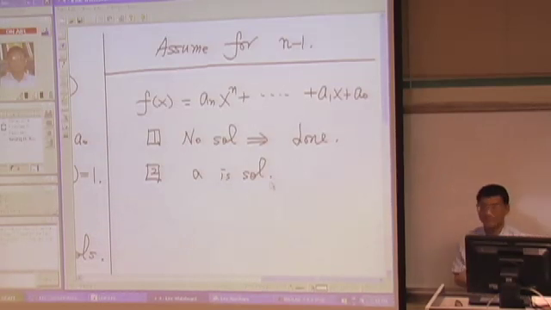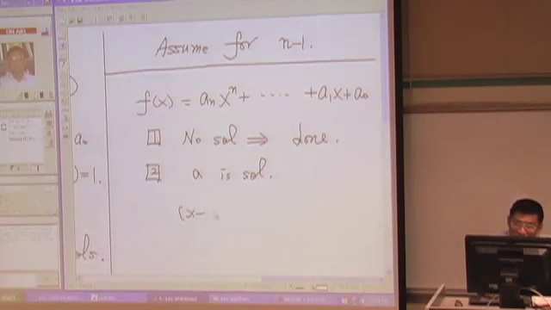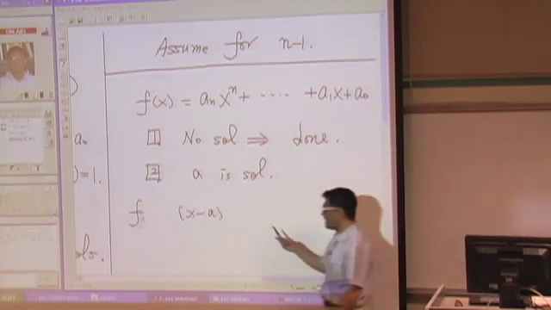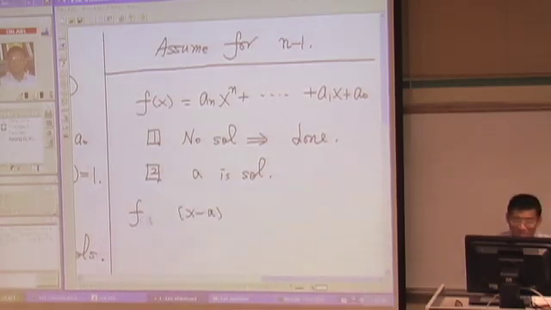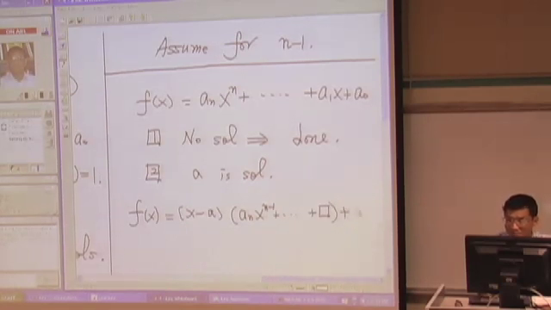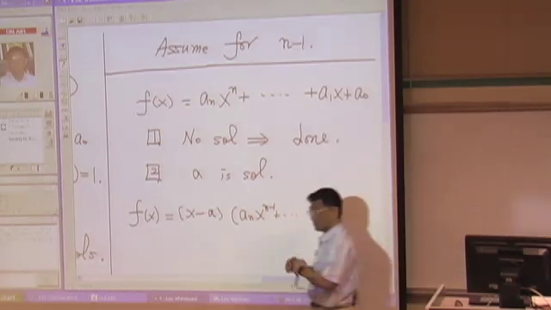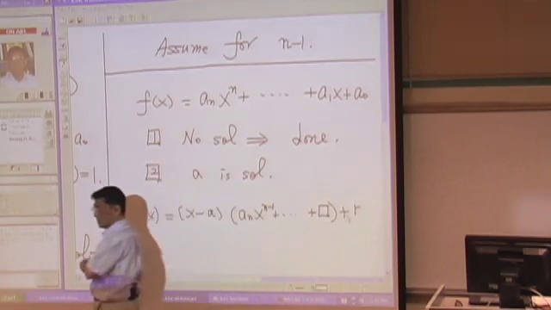Then consider this: x minus a, and then f. If you divide f by x minus a, then f of x can be written in this form, and so on, and then some number, plus some number remaining. So we will get this situation. Do you see it or not? If you don't see it, ask me.